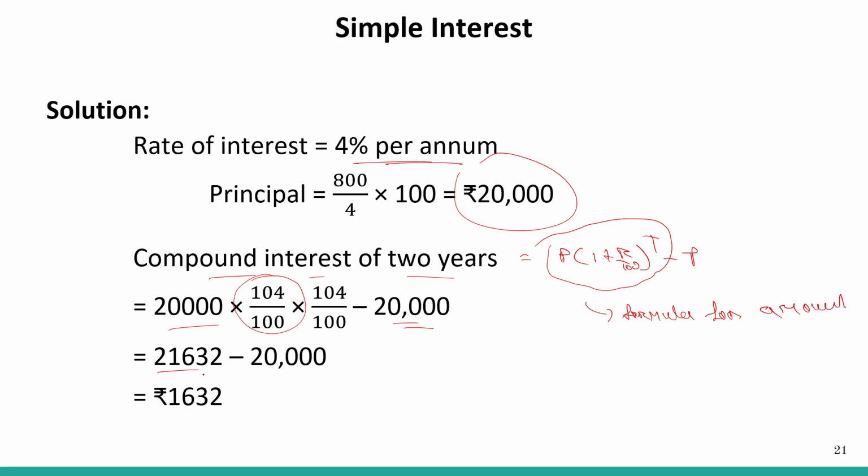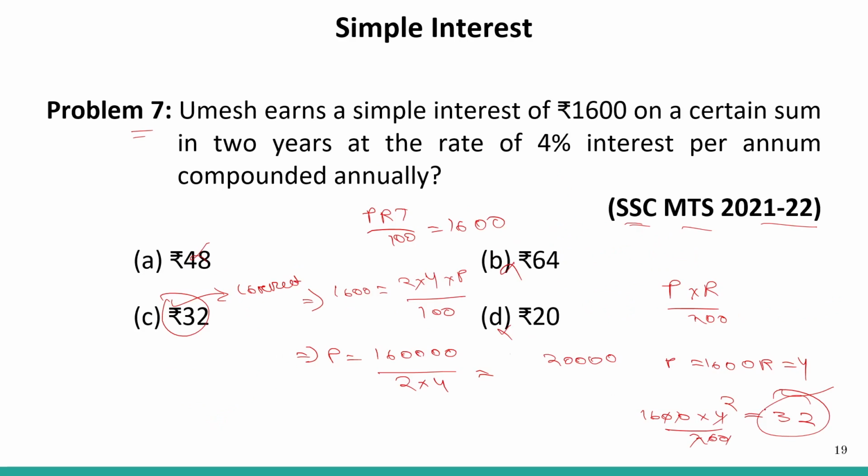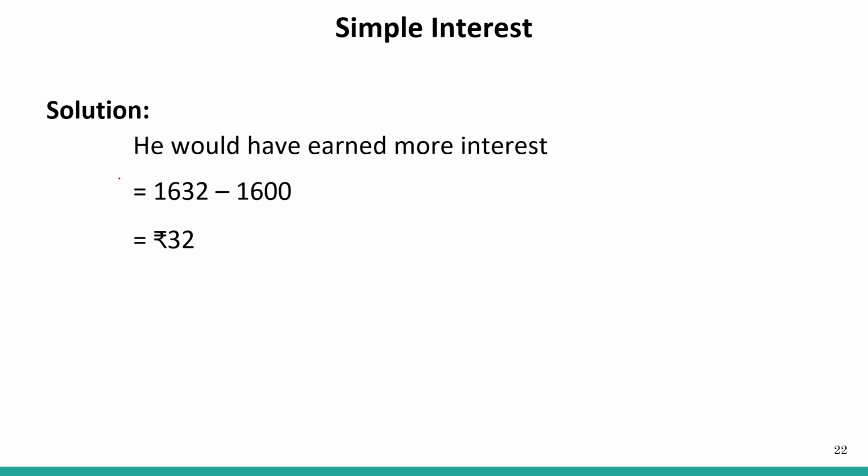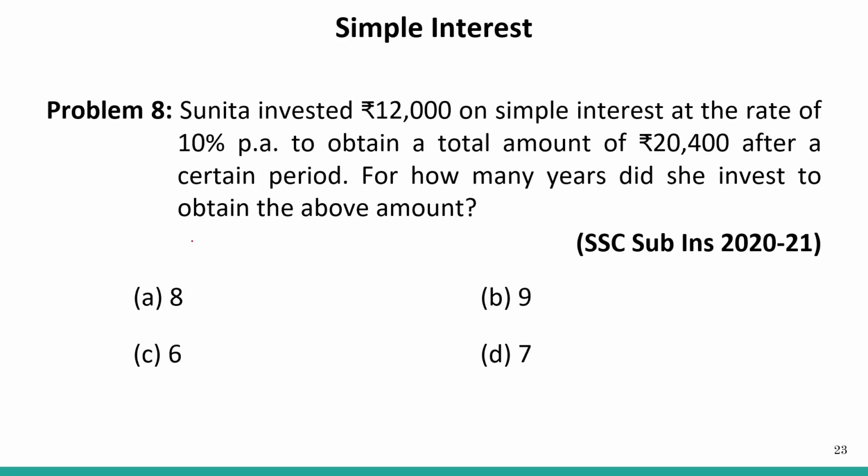That is 21,632 minus 20,000, and it will be 1632. So this solution has been done in the formal way, but this is what we have done in the shortcut trick. So what we have earned more interest is 1632 minus 1600, which is equal to 32.